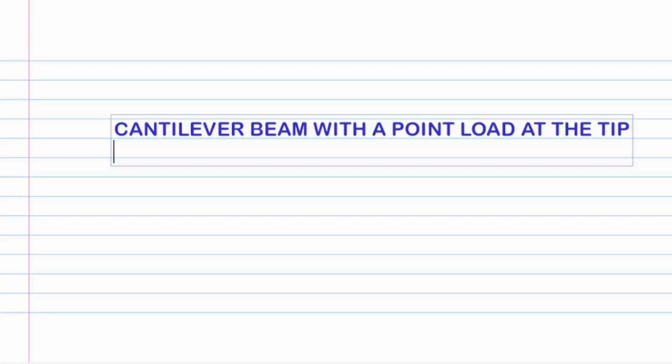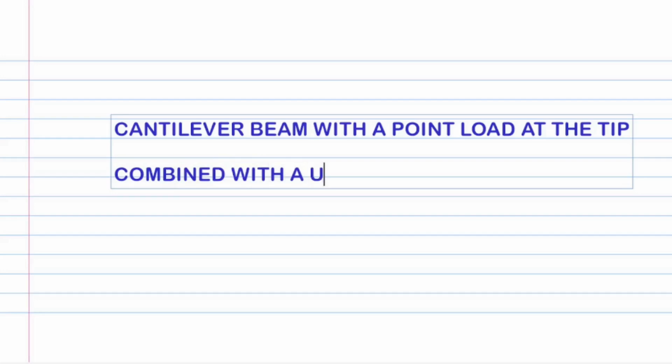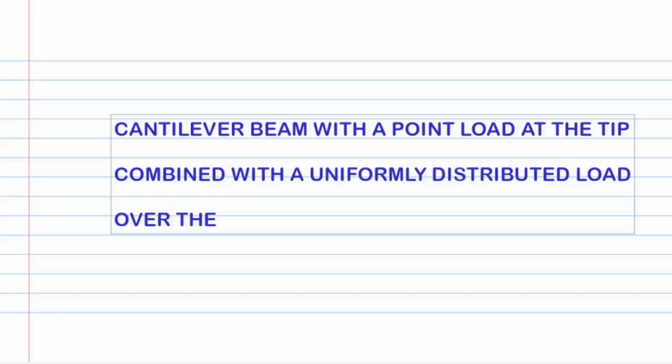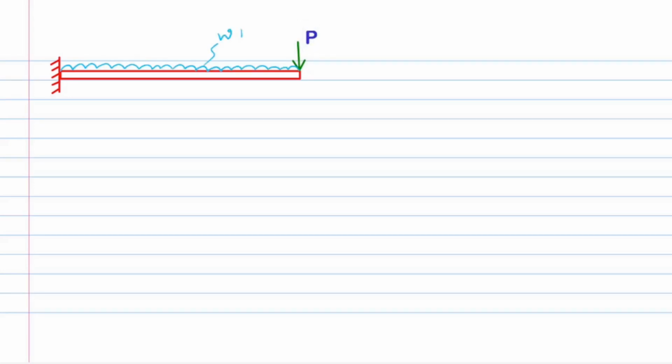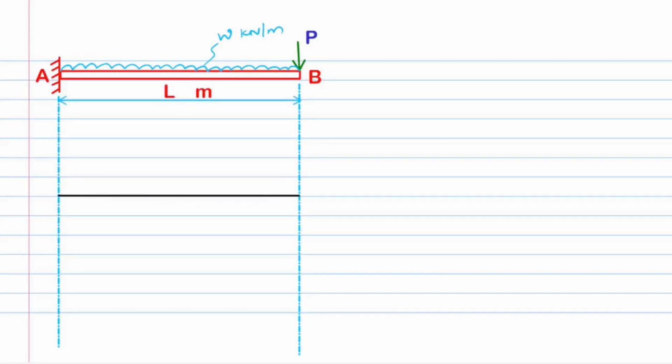In this lecture, we shall consider the example of a cantilever beam with a point load at the tip combined with a uniformly distributed load over the entire length. The cantilever beam consisting of a point load P kilonewtons and a uniformly distributed load of W kilonewtons per meter over the entire length, both acting downwards, is drawn schematically and labeled as shown. The projection lines along with the zero datum lines for the shear force and the bending moment are also drawn.